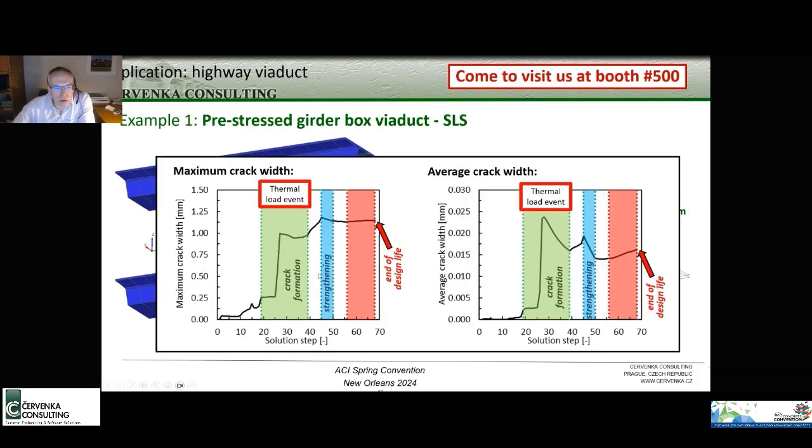So here you see the situation, or the slide shows how this analysis helped to discover the importance of this thermal load event, which caused the sudden increase of these diagonal shear cracks.